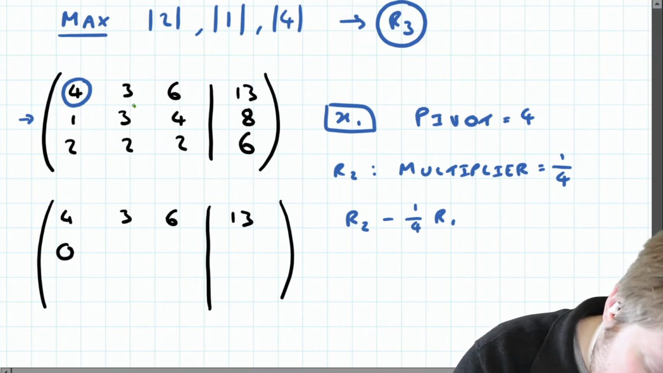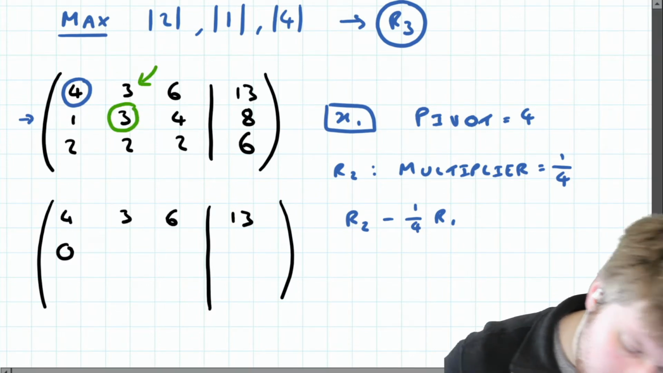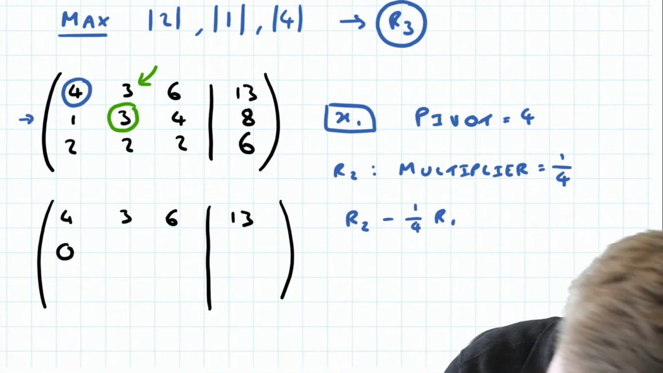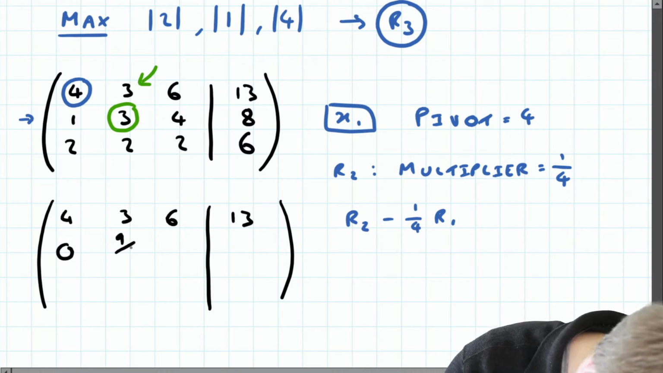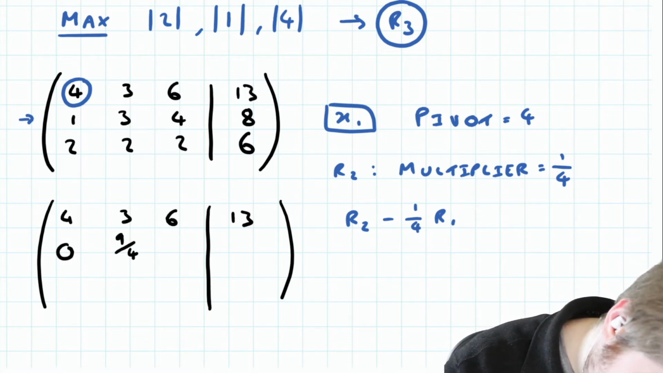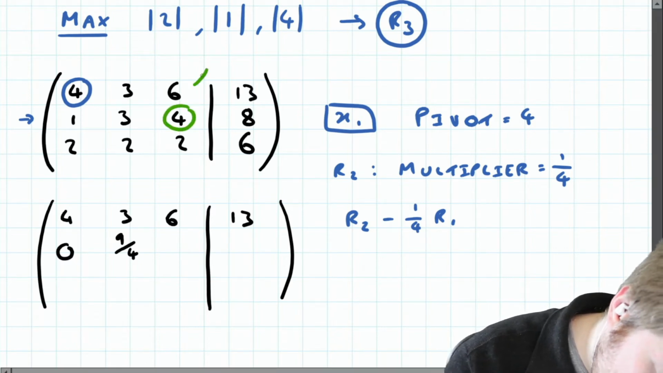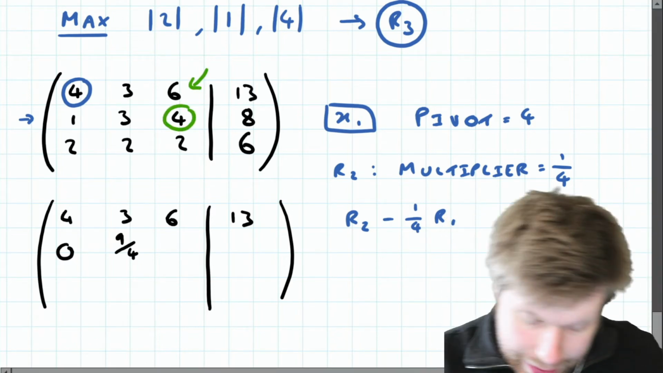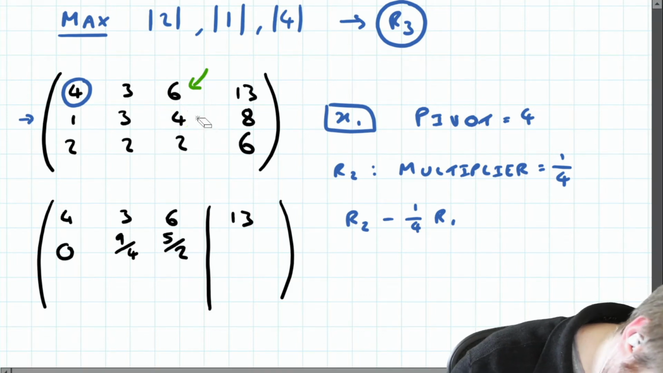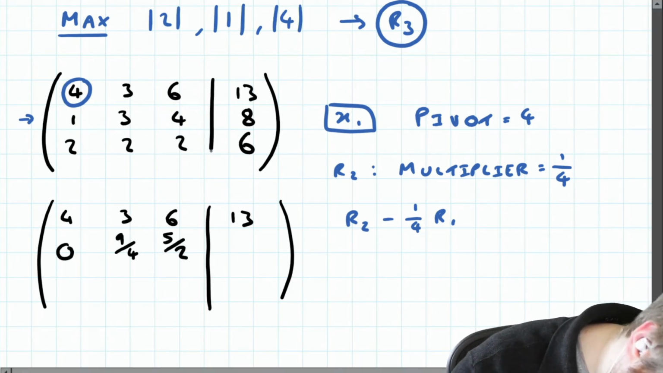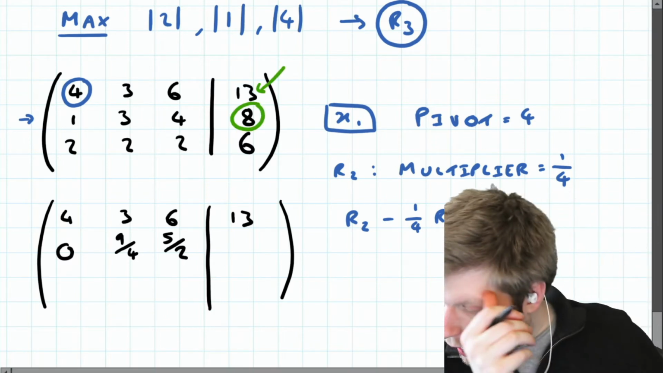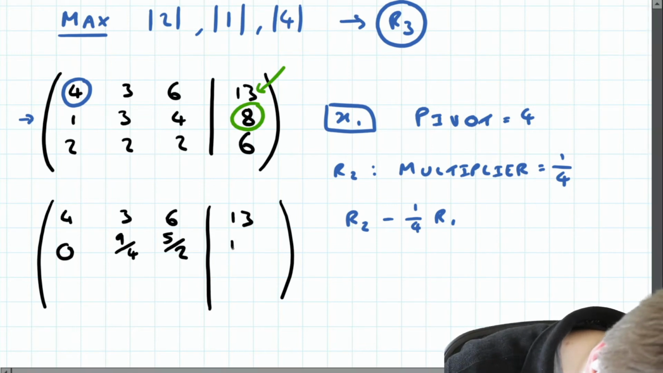Then I move across to the next element. So 3, take away a quarter of 3. Well, 3 take away a quarter of 3 is going to leave me with 9 over 4. Then move across to the next element. So 4, take away a quarter of 6. That's going to leave me with 5 over 2. And moving across to the next element, I have 8 take away a quarter of 13. 8 take away a quarter of 13, that's 19 over 4.